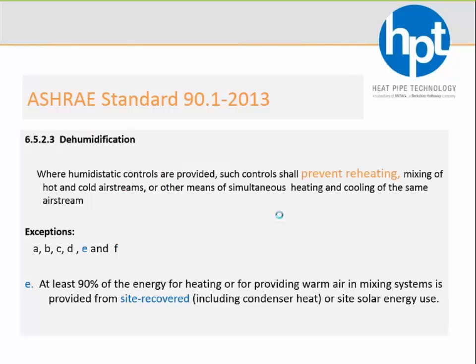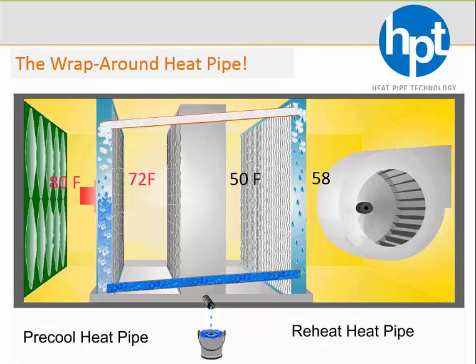If you look at ASHRAE Standard 90.1, it says that you can't simultaneously cool and reheat the same airstream, with the exception being that the reheat you use is site recovered. Site recovered meaning condenser heat for your DX systems. You could also use site solar energy, or in our case, a wraparound heat pipe.